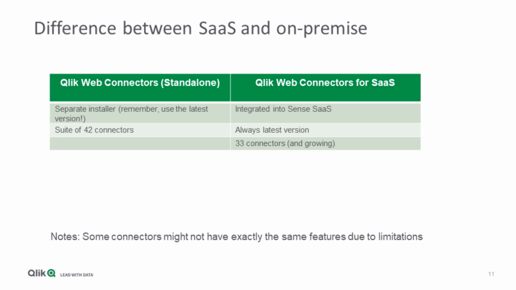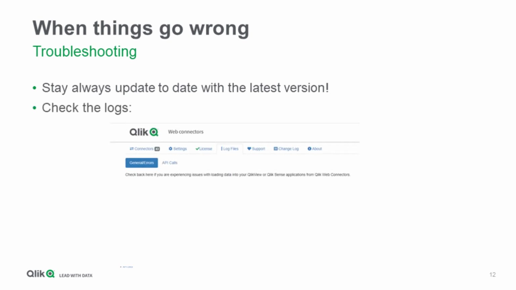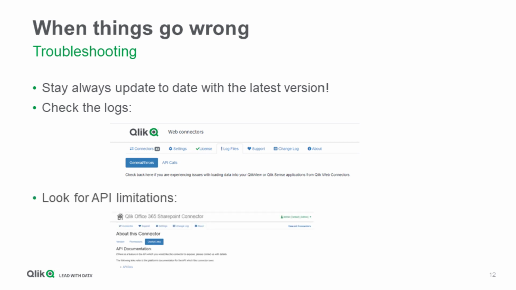To review, what are some basic troubleshooting steps when things go wrong? First of all, always double checking if you are using the latest version. Then you can check the logs for any error messages. Right. And lastly, you can check the API limitations of the connector. You can check that in the About button under the Useful Links page. Okay, because basically the web connectors are using the APIs of each individual web source, like Google or Facebook, and their APIs may change.